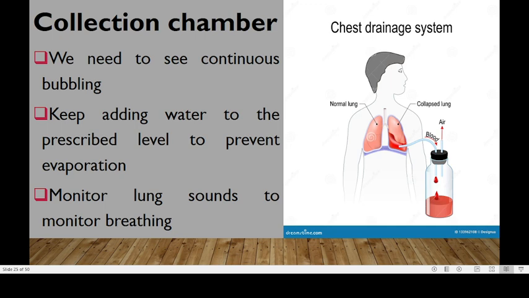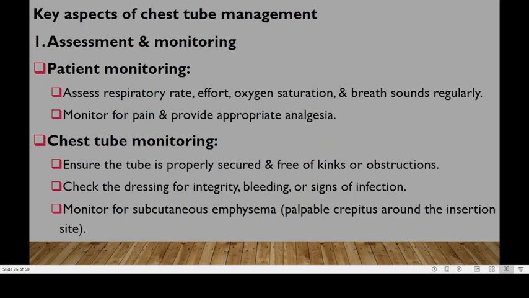The last chamber is the collection chamber. So we need to see continuous bubbling here. You keep adding water to the prescribed level to prevent evaporation, and you monitor lung sounds to monitor breathing. So we have several aspects of chest tube management. Like in assessment and monitoring, you need to monitor the patient. So you assess the respiratory rate, the effort, oxygen saturation, and breath sounds regularly. You monitor for pain and provide appropriate analgesia.